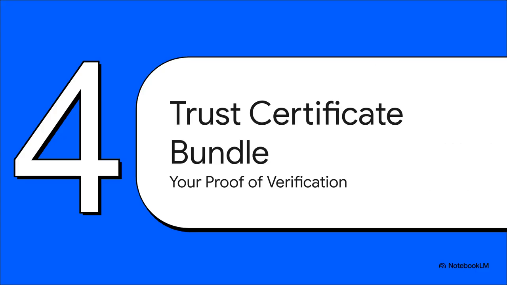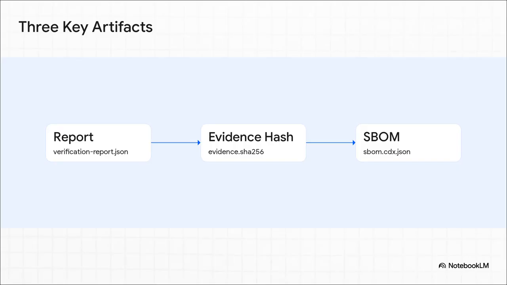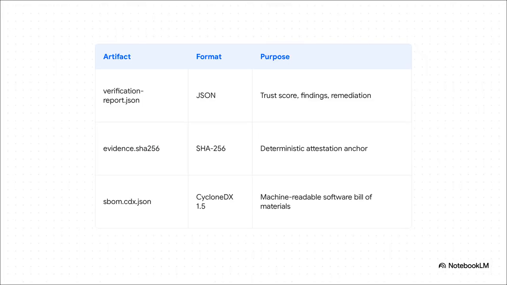Okay, so the tool runs, it gives you a score, then what? What's the output? Well, you get this thing called the Trust Certificate Bundle. And this bundle is basically your official proof of verification. See, every single time you run a verification, the tool generates these 3 key files. They're often called artifacts in the dev world. The best way to think of them is like a neatly packaged set of digital receipts that prove exactly how healthy or unhealthy your supply chain is. And each of these files has a really specific job.